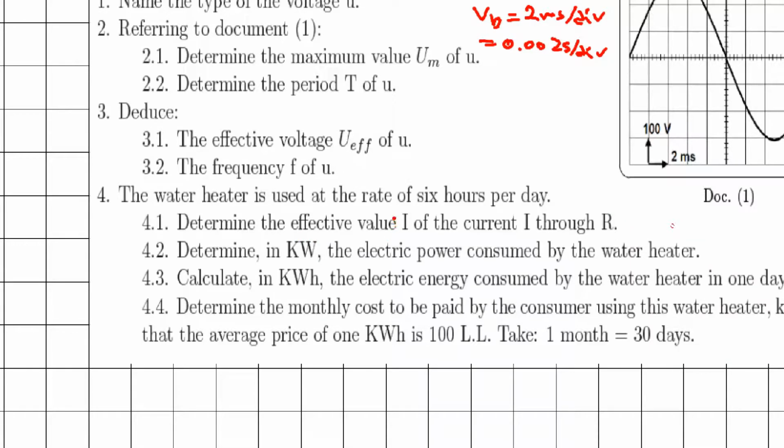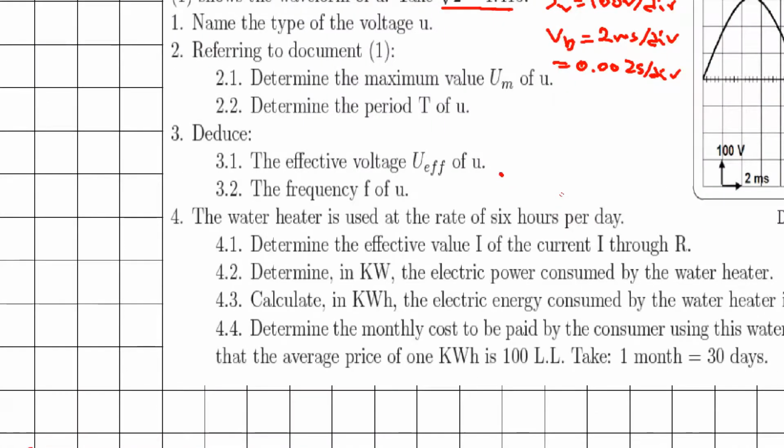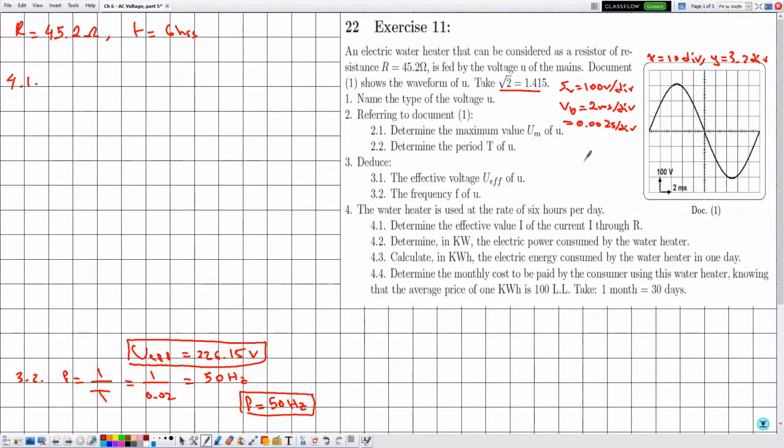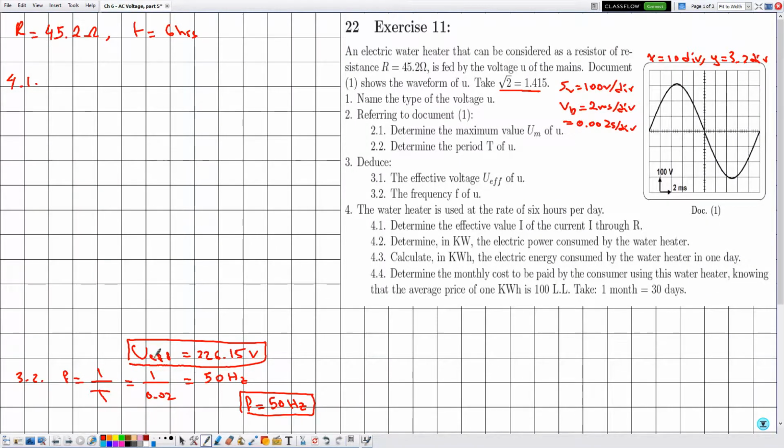So we know that there are several ways to determine the value of I. For example, one of them is using the law of addition of currents, but here we don't have an electric circuit, so we are left with P is equal to U multiplied by I, or Ohm's law, for example, U is equal to R multiplied by I. And in this case, because we have the value of R and we have determined the value of U effective, which is given by 226.15 volts, then we can determine the value of I, because according to Ohm's law, apply Ohm's law to the water heater.